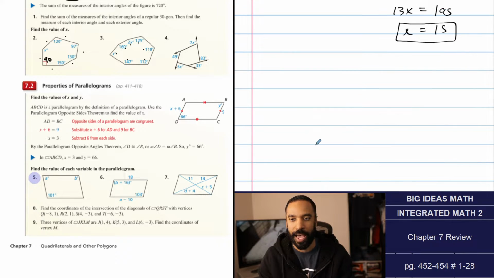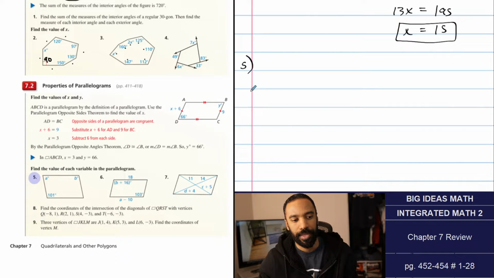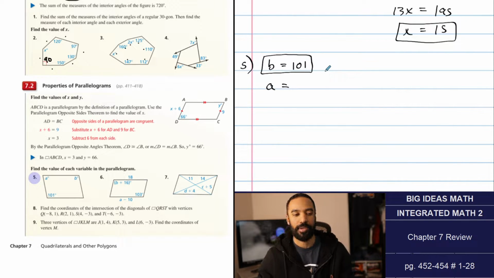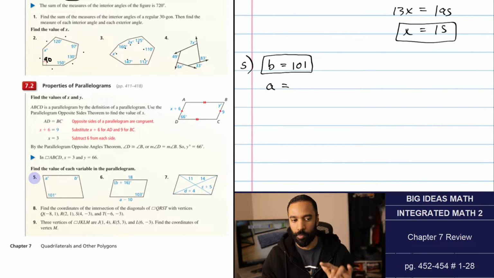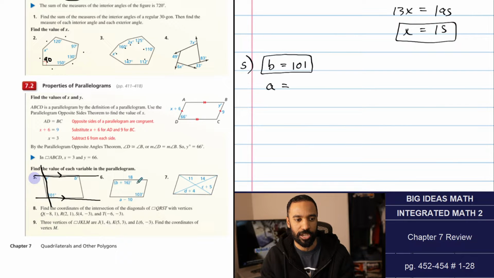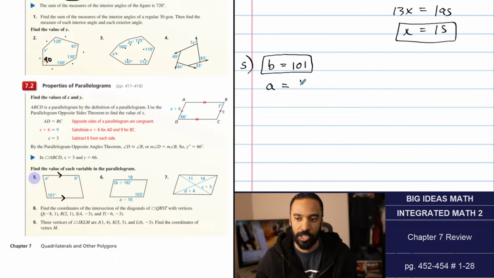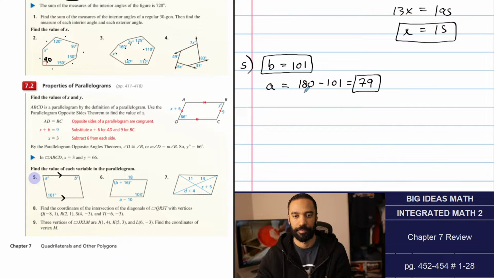Let's take a look at number 5 with a very similar thing that we could begin with if we wanted to, and I believe I will. 101 is opposite the B, so B will be 101. Opposite angles are congruent in a parallelogram. A is going to be supplementary with the 101, or with the B. There are consecutive angles in a parallelogram, and just as a reminder, this is two parallel lines cut by a transversal that makes same side interior angles. Same side interior angles are supplementary. They add to 180. So A is 180 minus 101, which is 79. That's all for number 5.